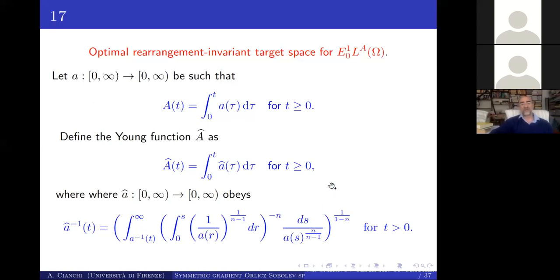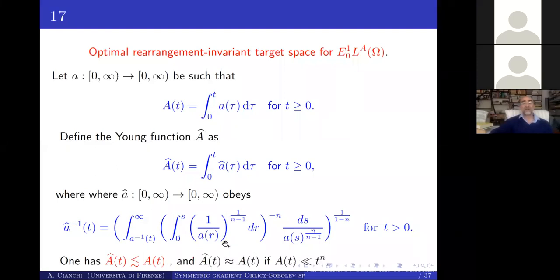So this is even more complicated than the previous one, but again, only the behavior of these functions A and A hat near infinity is important. So all these integrals and inverses can be evaluated asymptotically. So A hat can be estimated near infinity. Let me tell you that in general, this function A hat grows less than A, at least may grow less than A, it's never growing faster.